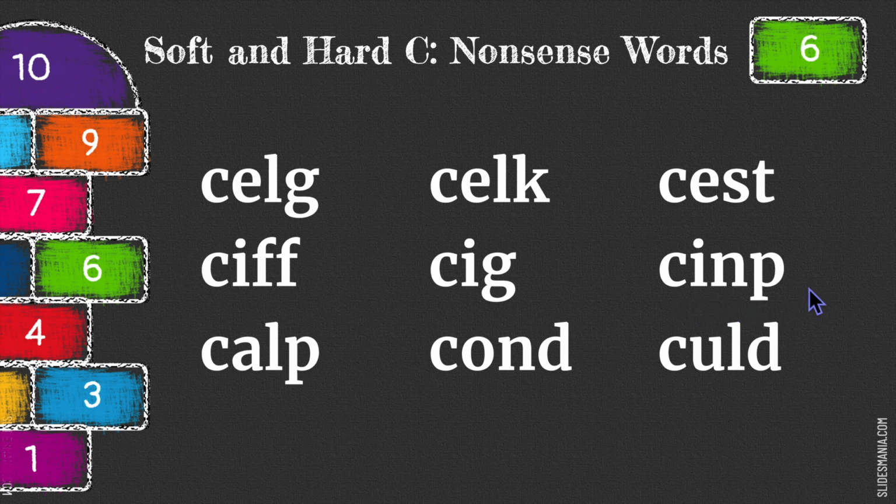Imp, simp. Is the C followed by an E, I, or a Y? No. So we're going to use the hard sound of K. K. Alp, kelp. Here we have an O. It's not an E, I, or a Y. So we are going to use the hard sound. K. Und, cond. Is this C followed by an E, I, or a Y? No. So it will use the hard sound of K. K. Uld, culled.